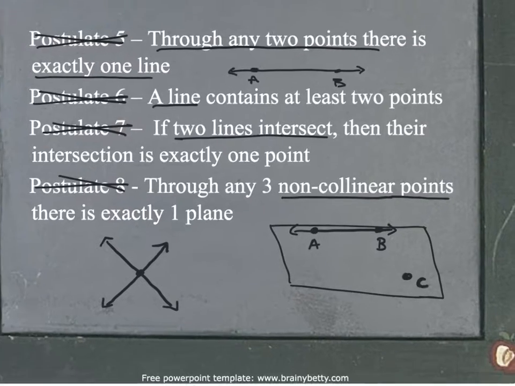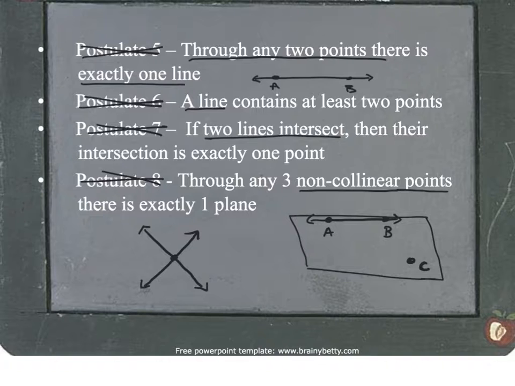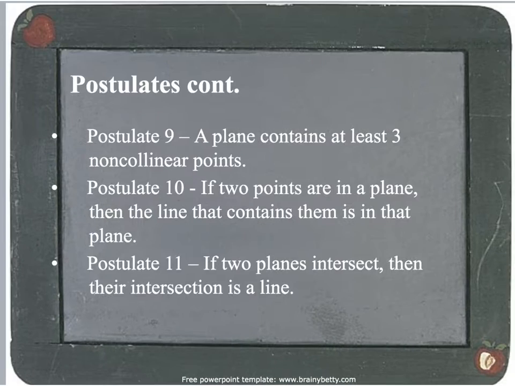Okay, so any 3 non-collinear points, there is exactly one plane. That is how we make a plane, by using 3 non-collinear points. All right, more postulates. So you can see there's 3 more here.